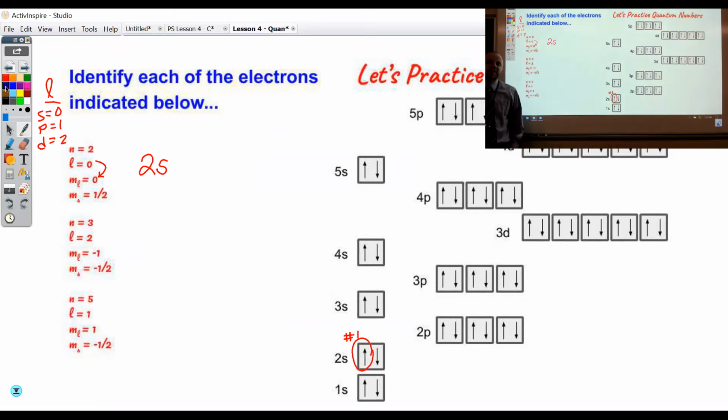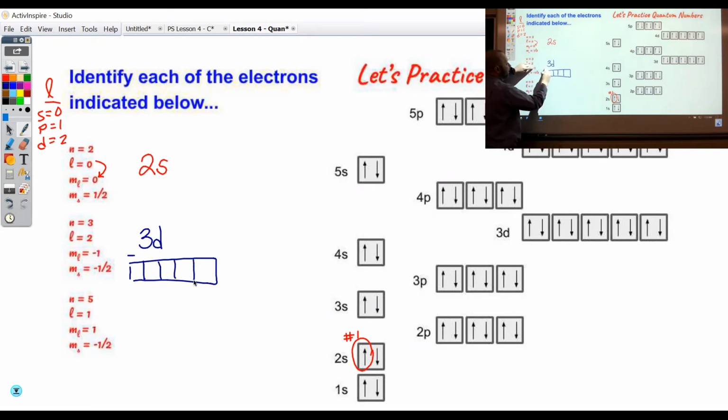For our second example, we're going to look at an energy level that is equal to 3, a sublevel, 0 is S, 1 is P, 2 is D, so we're looking in the 3D sublevel. Remember, the 3D sublevel has 5 boxes.